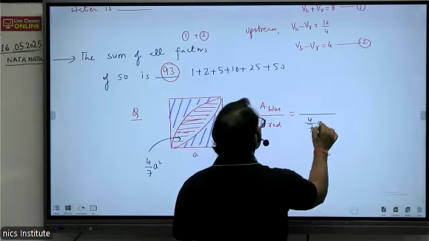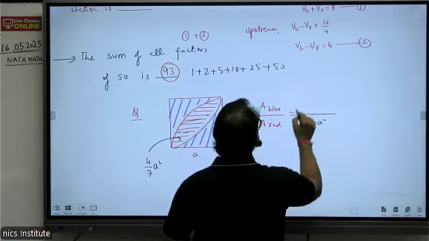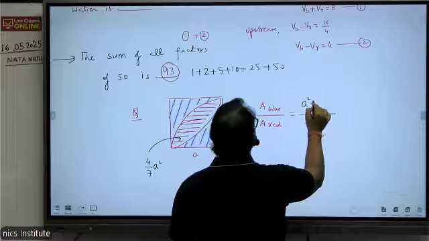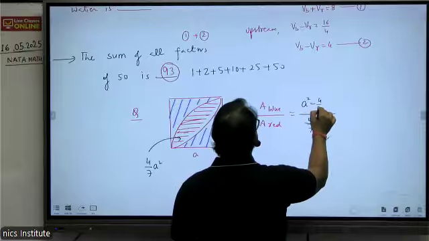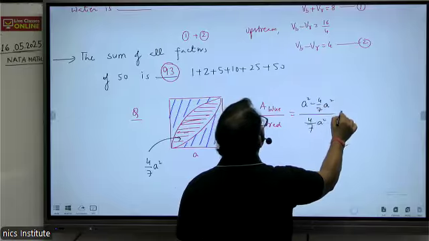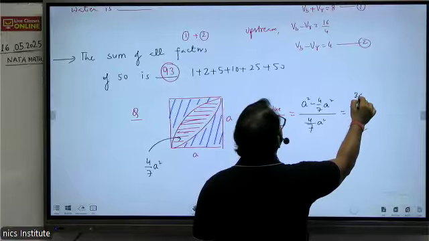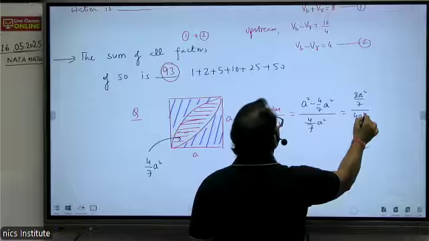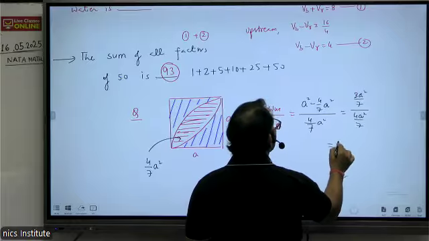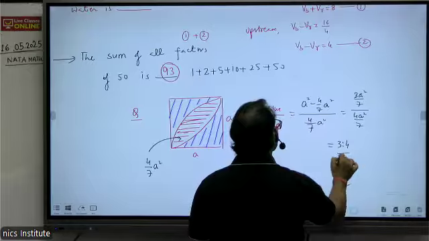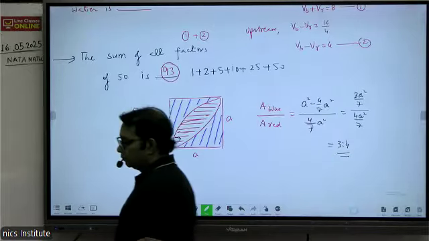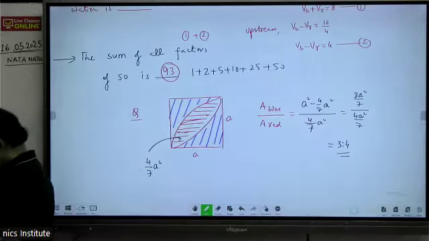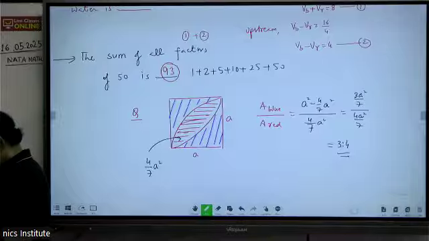Remember this result. And the blue would be the area of the square, which is this, minus the leaf, which is 4 by 7 a square. So this would be 3a square by 7 divided by 4a square by 7. 3 is to 4. So remember this result.